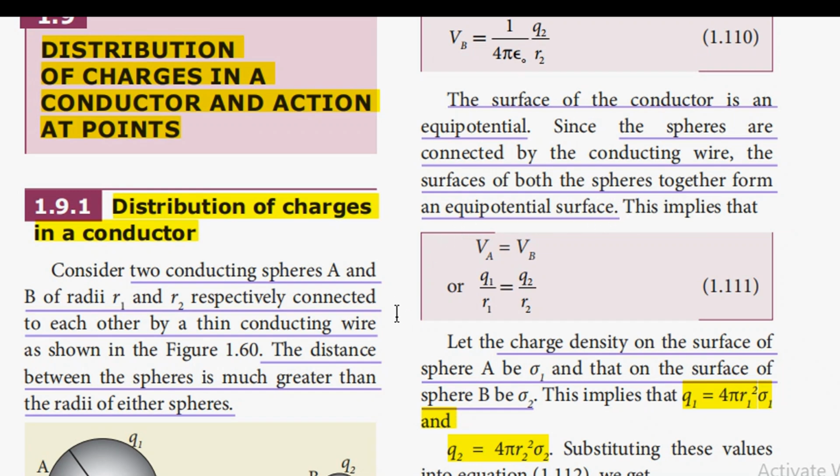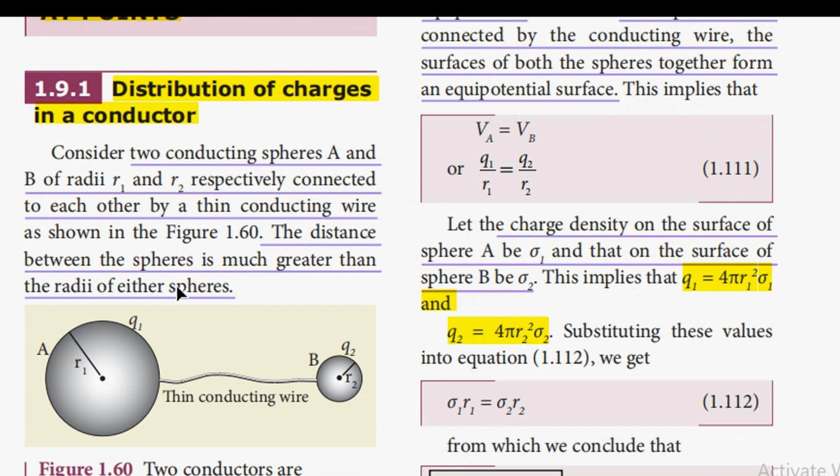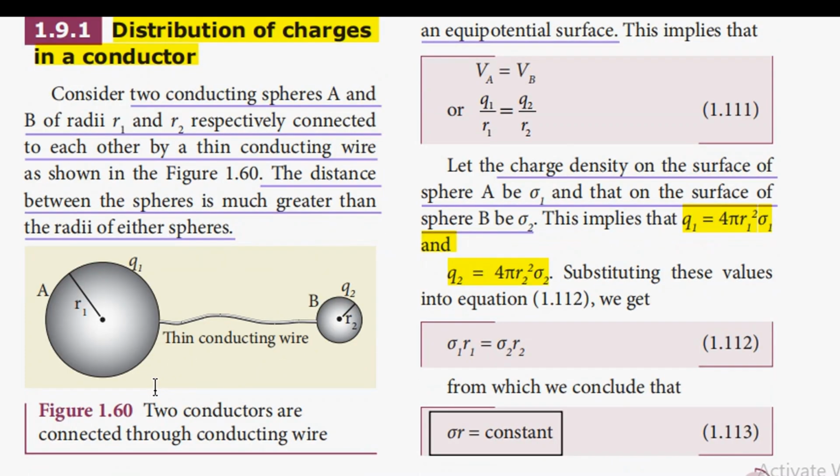The distribution of charges in a conductor. Let us consider two conducting spheres A and B of radii R1 and R2 respectively, which are connected to each other by a thin conducting wire as shown in this figure. The distance between the spheres is much greater than the radii of the spheres.